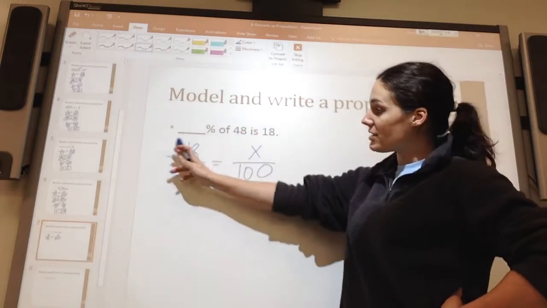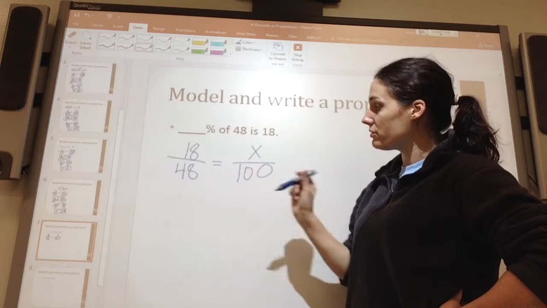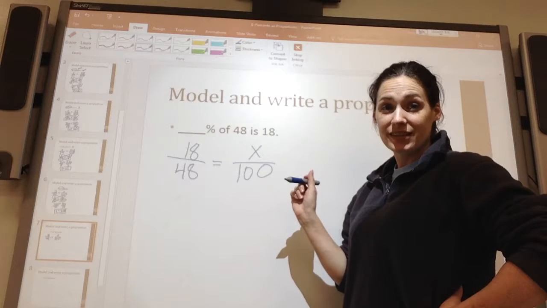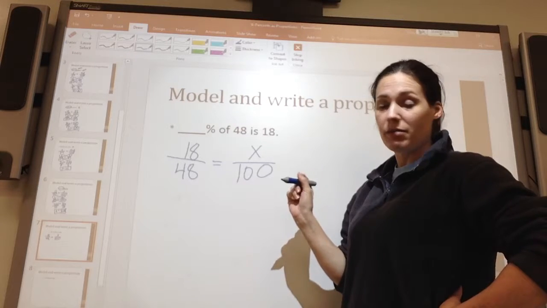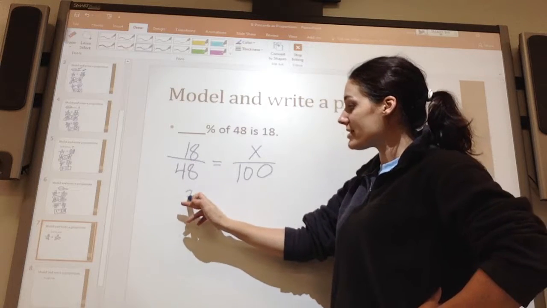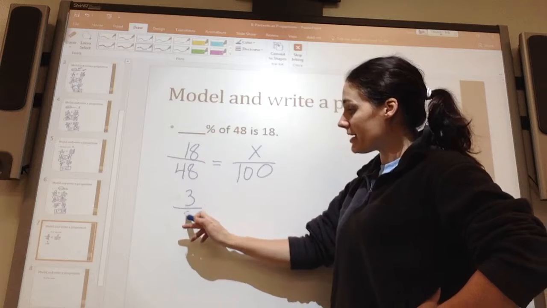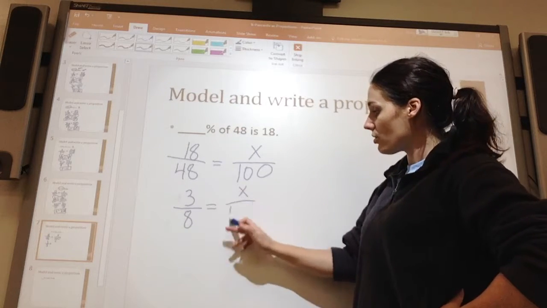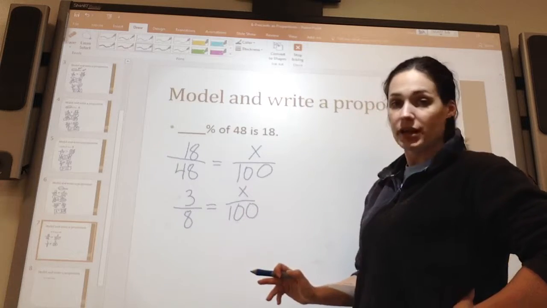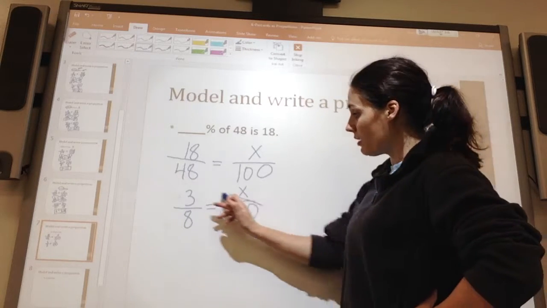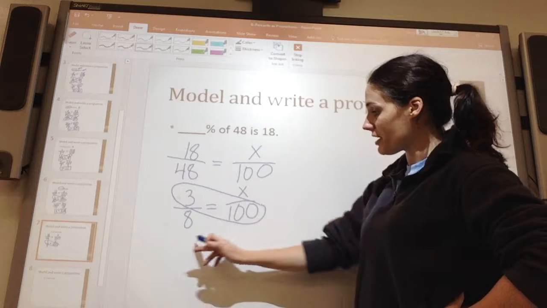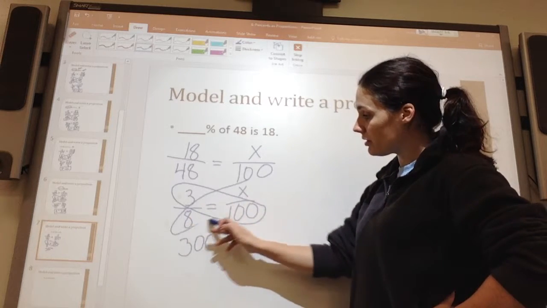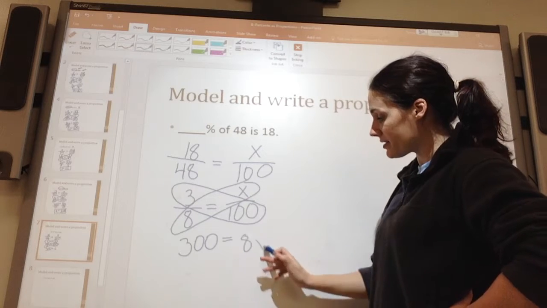The only part I can simplify is on the left over here. And those are both divisible by 6. Did anybody see that 6 goes into them both? 18 divided by 6 is 3. 48 divided by 6 is 8. So I get 3/8 equals x over 100. Once it's simplified, we're going to go through and do our cross product. 3 times 100 is 300 equals, the other direction gets us 8x.